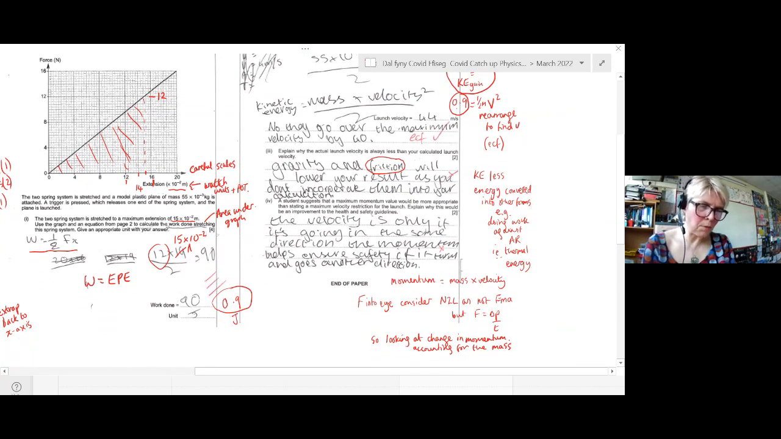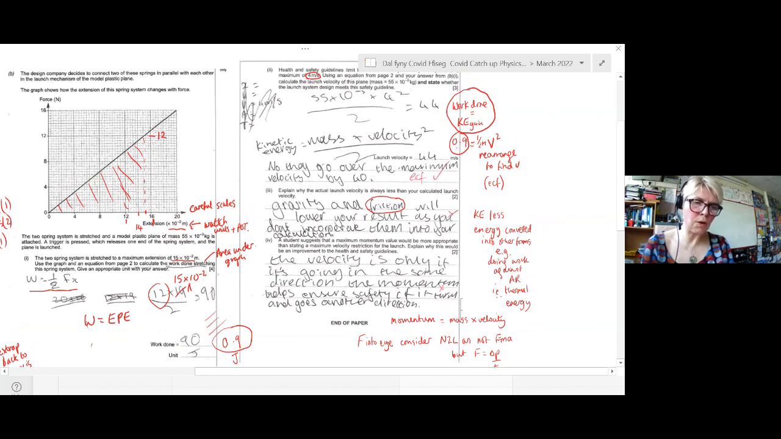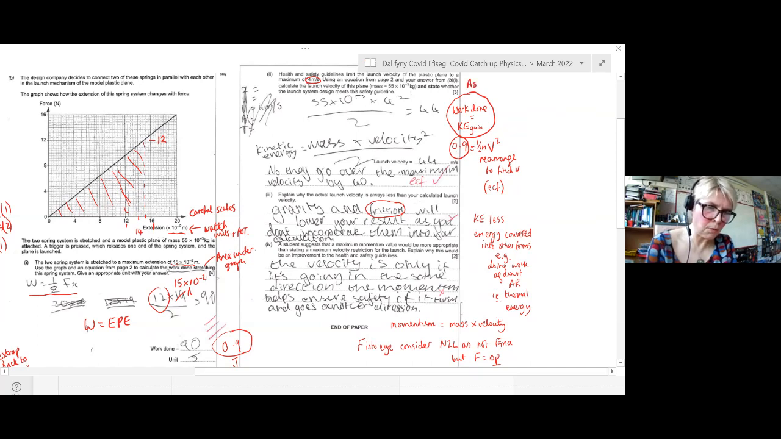Then it says, explain why the actual launch velocity is always less. There is an assumption that we made here that all of the work done is used to gain kinetic energy, where in actual fact that kinetic energy will probably be less than the theoretical value, because energy is being converted into other forms, i.e. doing work against, and in this case it will be against air resistance.